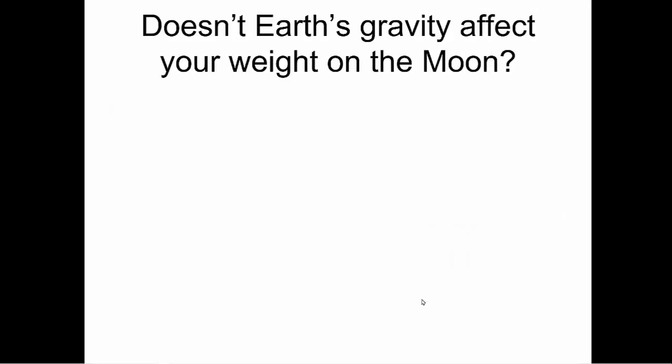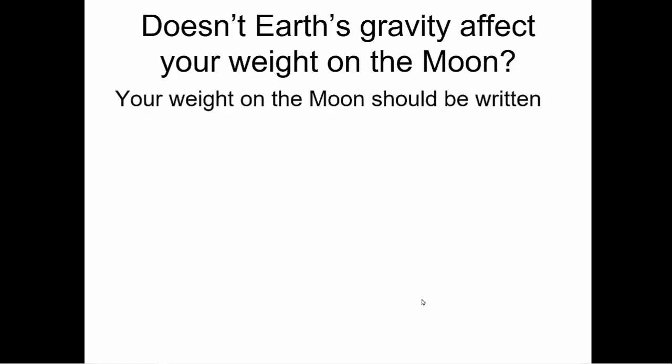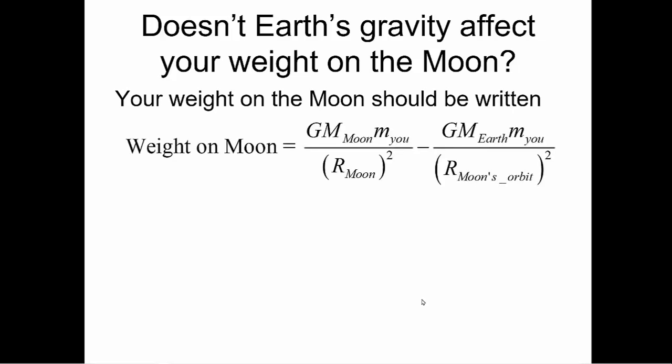Now, doesn't the Earth's gravity affect your weight on the moon? Yes, it does. So we ought to take that into account. Here's what the correct equation would be. Your weight on the moon should be written as, well, that first term there looks kind of familiar. This term here is what I gave you before for your weight on the moon. It's G times the mass of the moon times the mass of you over the radius of the moon squared. And then I've got a minus sign between these two terms.